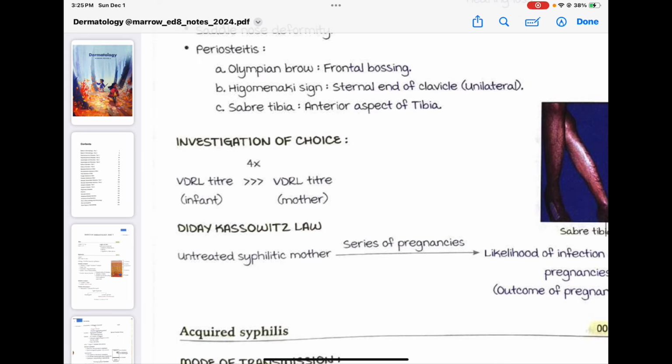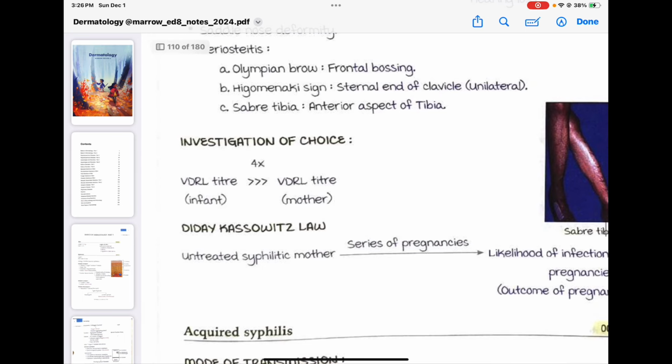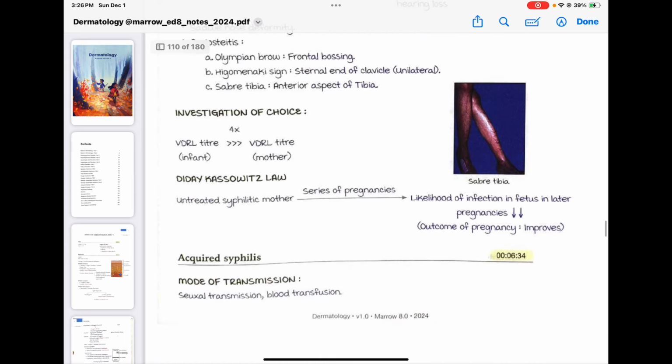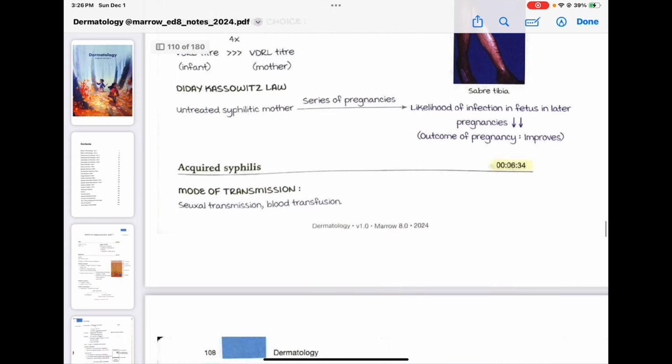Investigation of choice: VDRL titer in the infant is 4 times the VDRL titer in the mother. Colles-Baumès-Profeta law, or Kassowitz law: in an untreated syphilitic mother, over a series of pregnancies, the likelihood of infection in the fetus in later pregnancies decreases and the outcome of pregnancy improves. So the first child is unlucky.